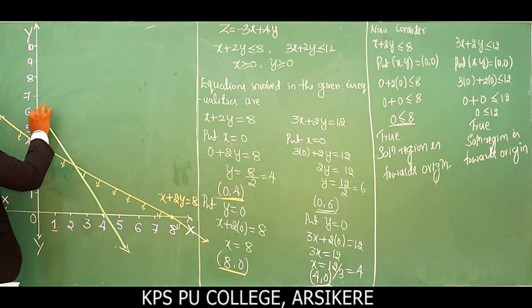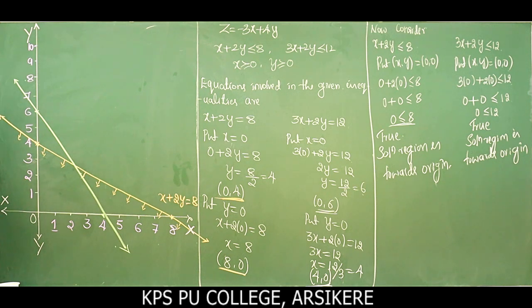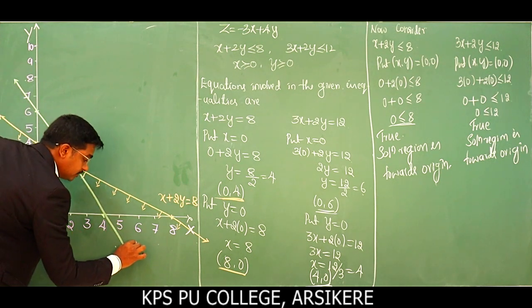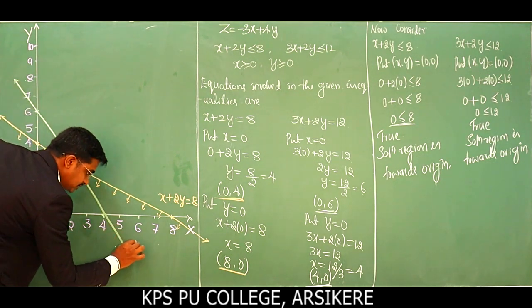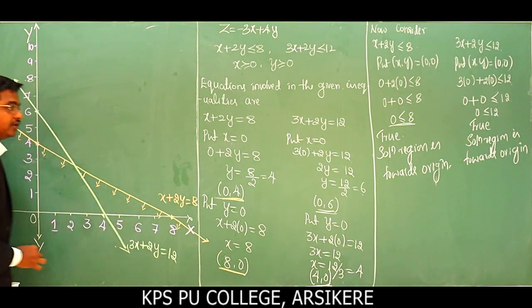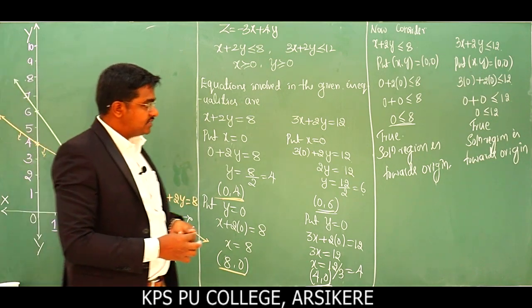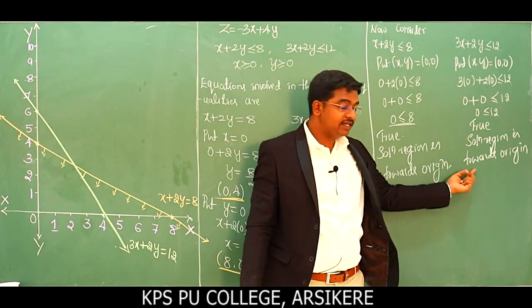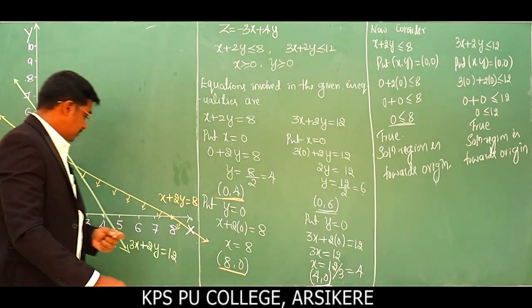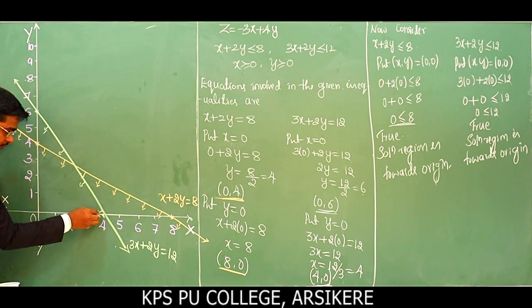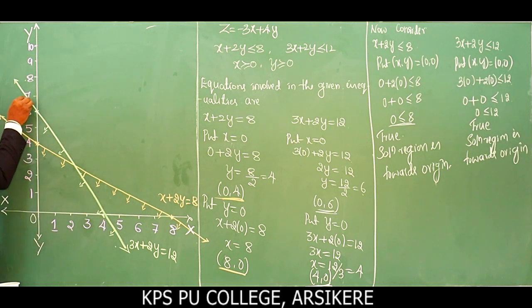See, when we join these two, we get this line. So obviously here the corresponding line is, what is the line, 3x plus 2y is equal to 12. So when I substitute x is equal to 0 and y is equal to 0, this inequality is true. So hence the solution region is towards the origin. So towards the origin I draw the arrow mark. Okay, this is the line.